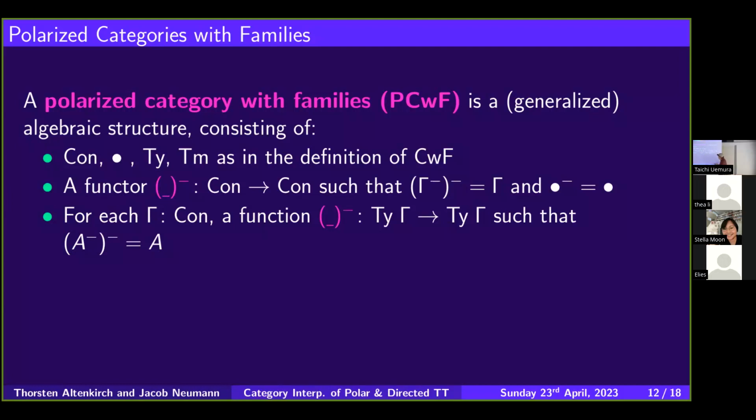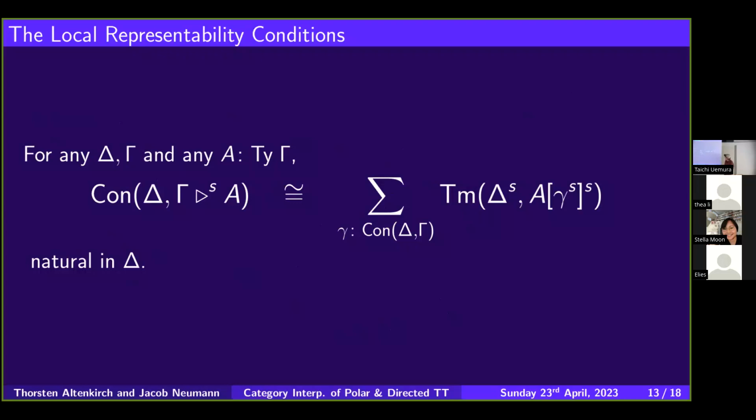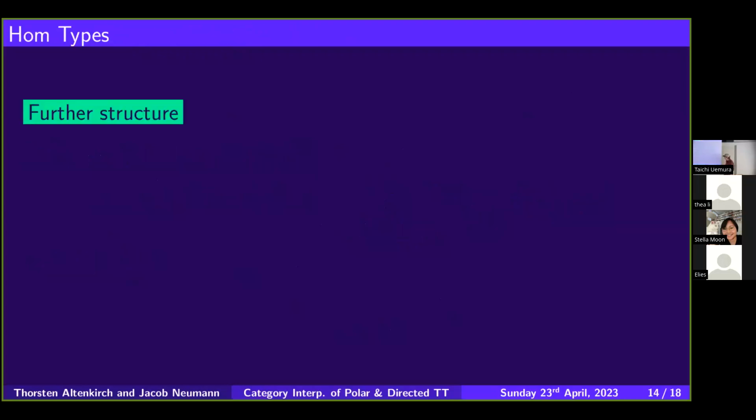And if you actually dig into this theory, you'll find that we can go a little further with this, and we can actually get two kinds of context extension, a positive and a negative one. And so this is the formation rule for that. So this is what I'm calling a polarized category of families. And I think this is a helpful basis for proceeding with a study of directed type theory. So I'm about out of time, so I'm going to zoom through the rest.